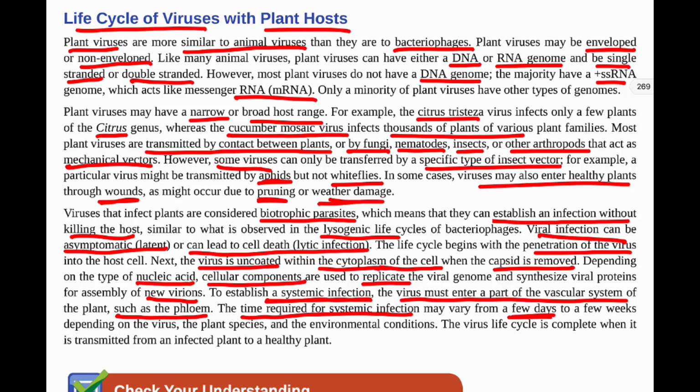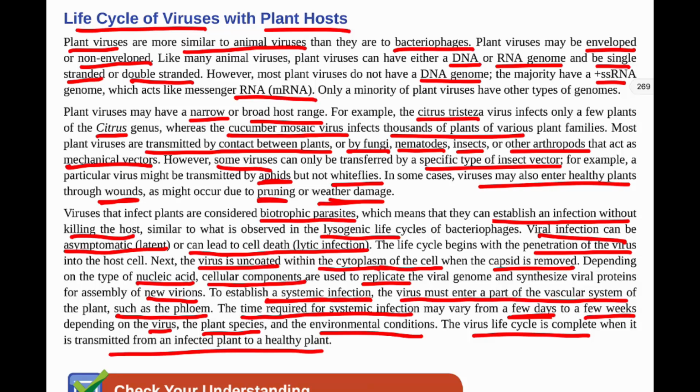So the virus life cycle is then complete when it is transmitted from an infected plant to a healthy plant. So in a similar way, when we see it burst out and then go and infect other cells, like other bacteria cells or other eukaryotic cells, well, not eukaryotic, but animal cells, then we see that also here with plant cells, which would be eukaryotic as well.